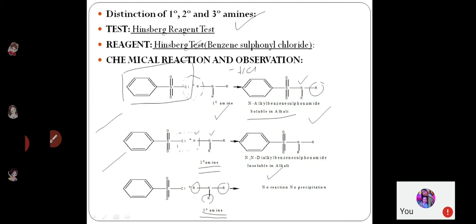R is a bulkier group, so it will not form this product, so that means the reaction will not occur at all. There will be no formation of any precipitate or no change in color.